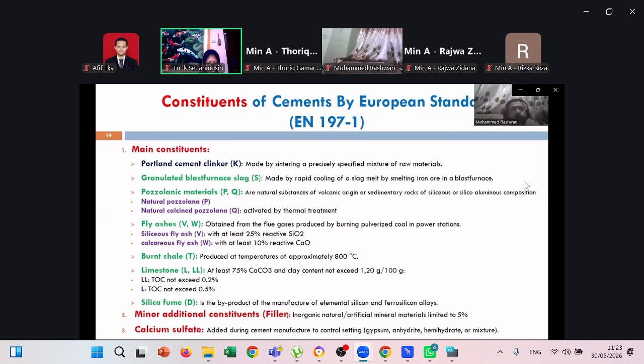Finally, silica fume is a byproduct of the manufacture of ferrosilicon alloys, and all these types form the main constituents of cement. In addition there are minor additional constituents like fillers, which must not exceed 5% of the total mass of cement. Calcium sulfate is also added in the manufacture of cement at the end of the manufacturing step, as gypsum and anhydrite or a mixture of these.